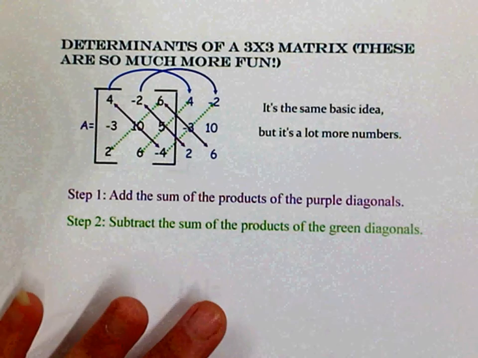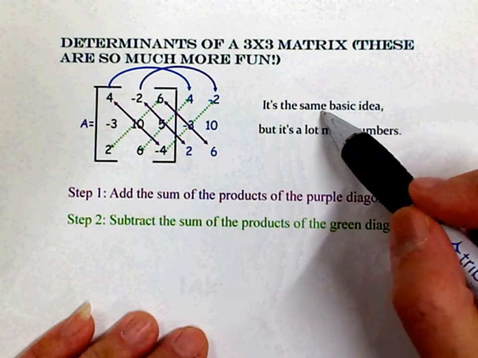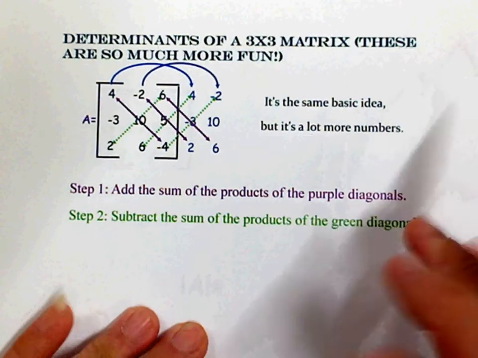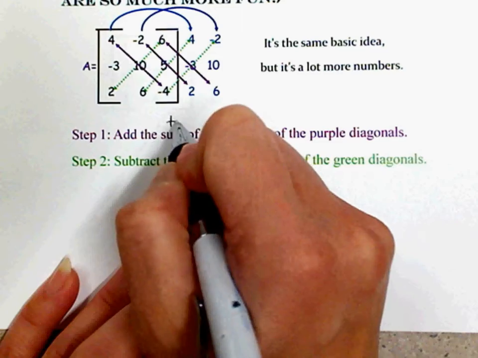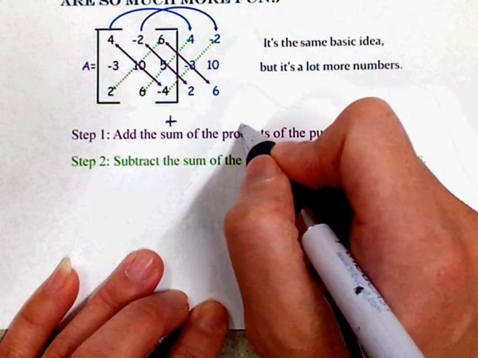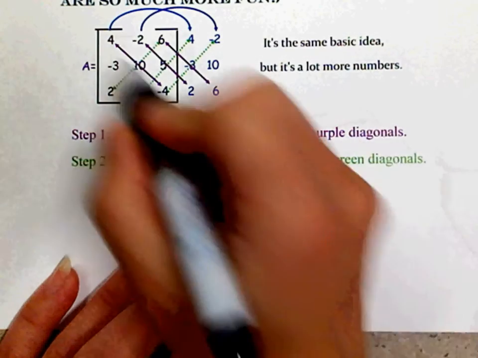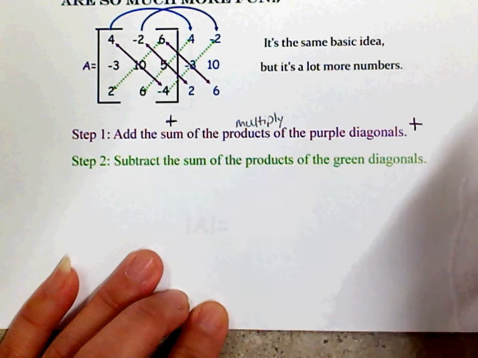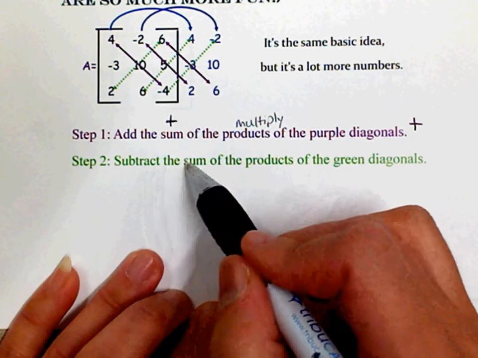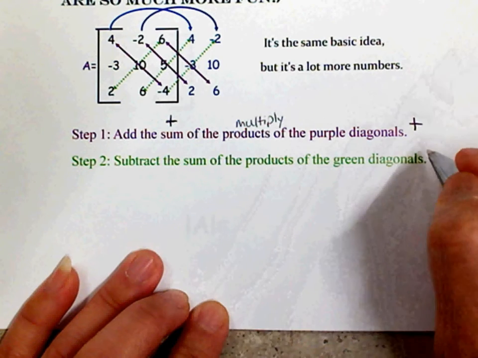All right, let's continue on. For a determinant of a 3 by 3, this one takes a little bit of time. The idea is the same, it's the basic idea, but it's a lot more numbers. So here are your steps. Step number 1, add the sum. Sum means you add. Add the sum of the products, which means multiply, of the purple diagonals. So as you're going down, you are going to add them together. Okay? Step 2, subtract the sum. So you're going to add everything together of the product, means multiply, of the green diagonals.